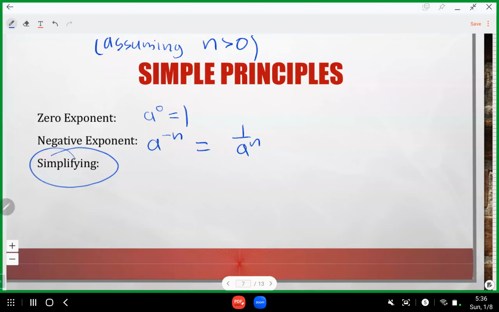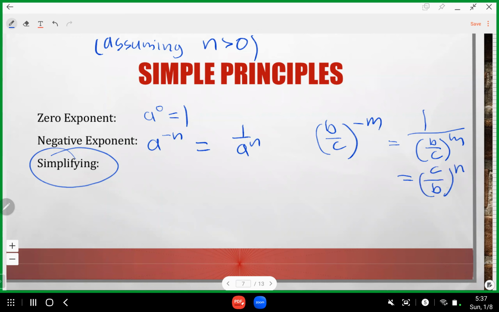Okay, so if you have something like this, let's say, no, that's b. Let's just do b then. B over c to the negative m, assuming m is greater than 0, then negative m is a negative exponent. Then what you're going to do is 1 over b over c to the m, which is going to be equal to basically just c over b to the m, right? So that's what you can actually do here.